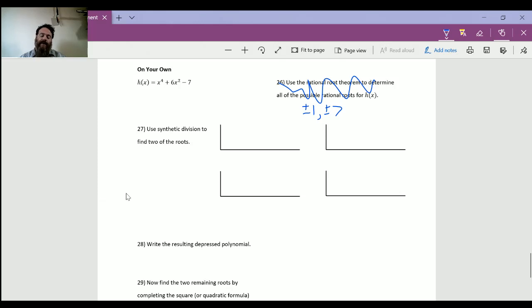But think back to when we're dividing polynomials. This has a degree of 4. This has a degree of 2. This has a degree of 0. Did we miss anything?